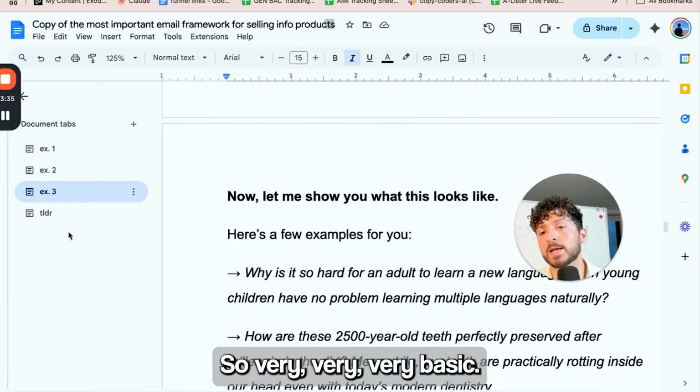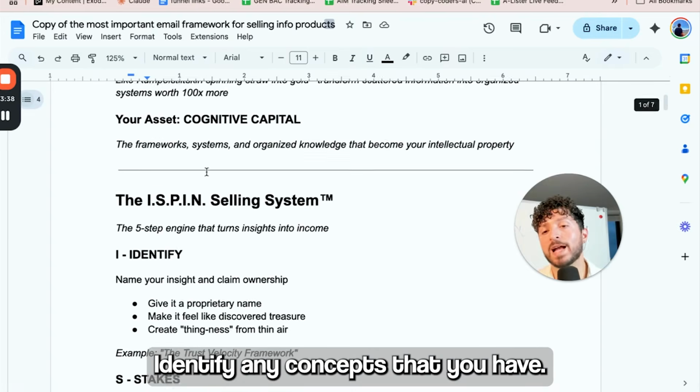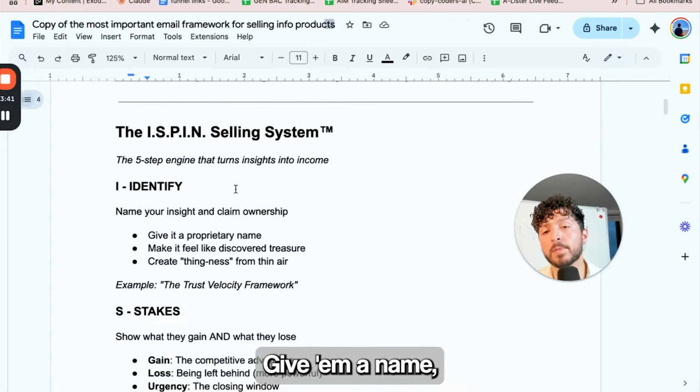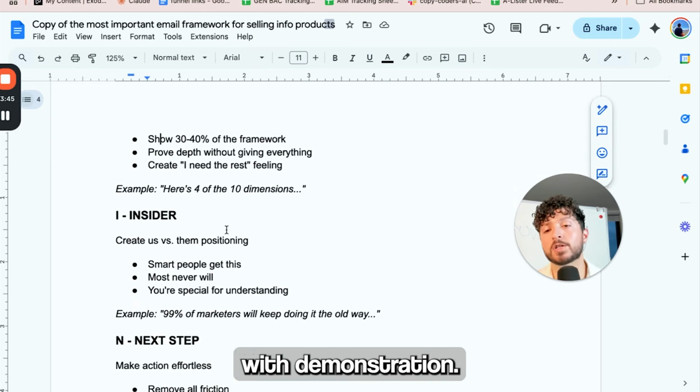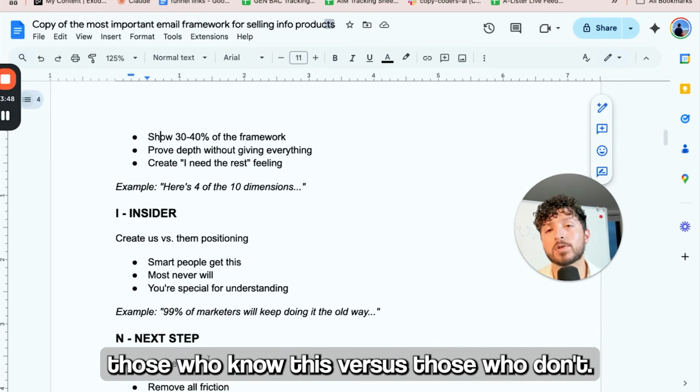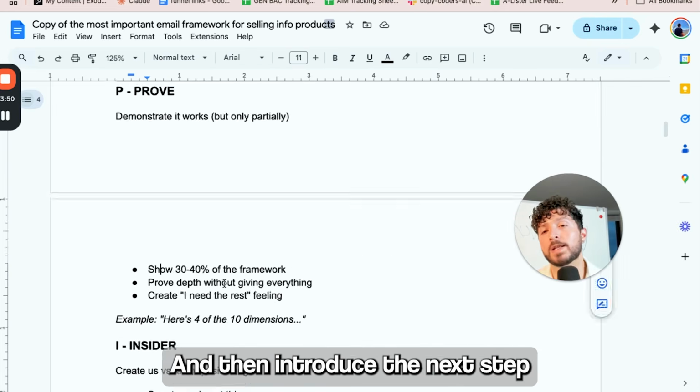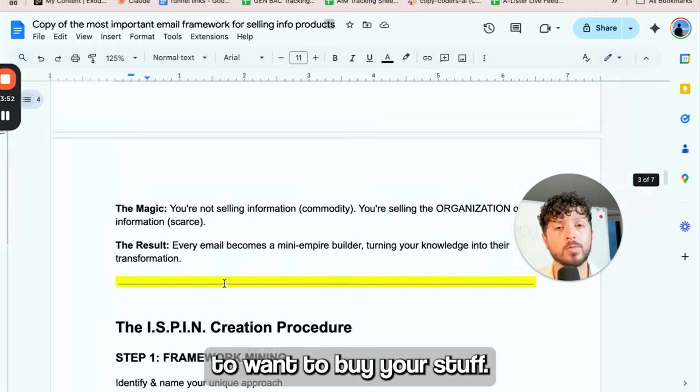So very, very, very basic. Again, TLDR version. Identify any concepts that you have. Give them a name. Figure out what's at stake. Prove that it actually works with demonstration. Create insider-outsider dynamics. Those who know this versus those who don't. And then introduce the next step. And you will make people very, very hungry to want to buy your stuff.